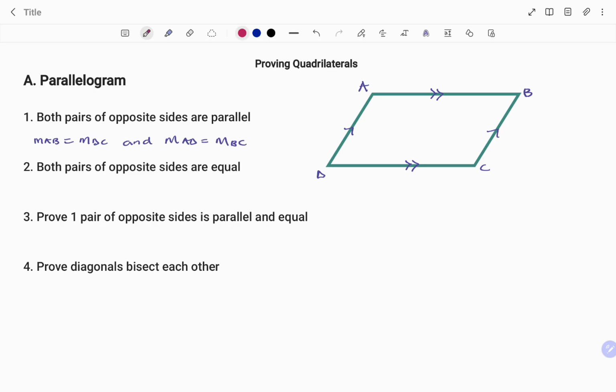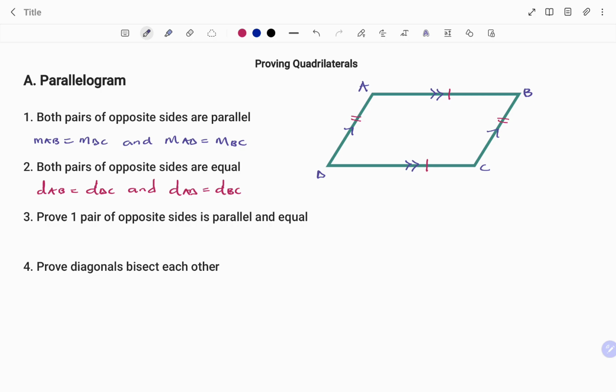The second option while proving a parallelogram is to show that both pairs of opposite sides are equal. What that means is I can prove that AB is equal to DC, and likewise AD is equal to BC. What that means is the distance AB is equal to the distance DC, and the distance AD is equal to the distance BC.